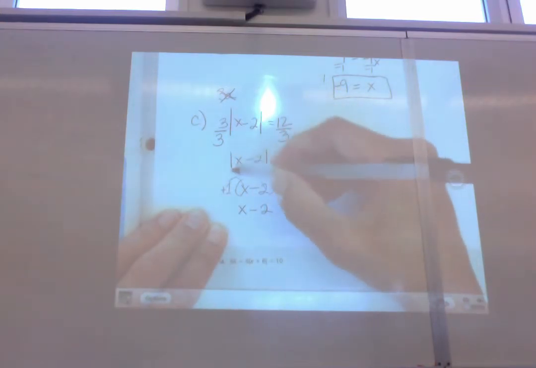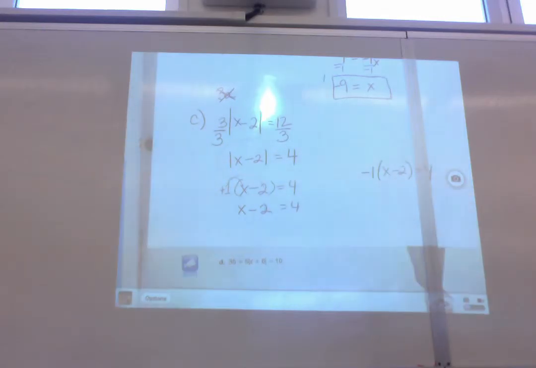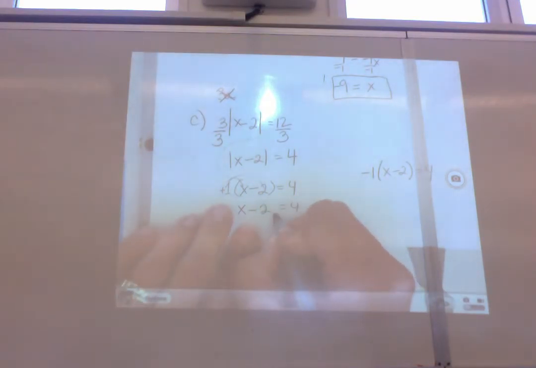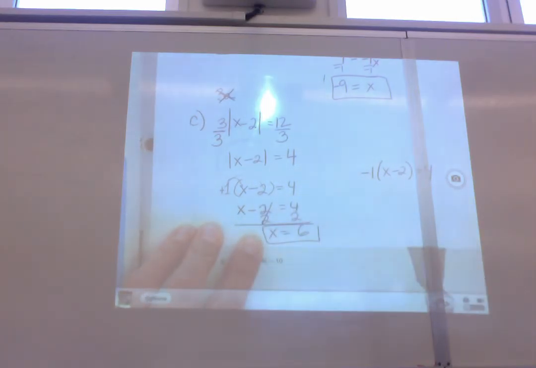So when I do the positive version, I just take what's there, x minus 2, and bring it down. Guillermo, I've got x minus 2 equals 4. How do I get x by itself? Minus 2. Try again. It's add 2. Add 2. Good job. X equals 6. That's one answer.